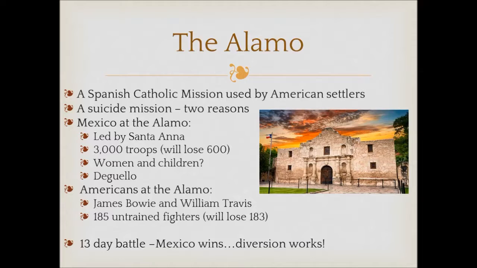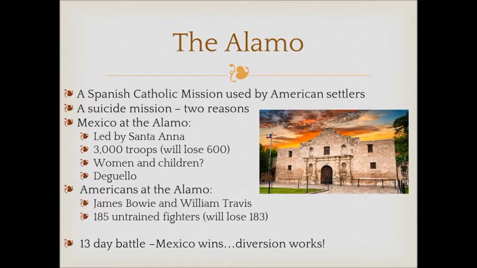Two of the most famous guys inside the walls of the Alamo are James Bowie and William Travis. Bowie was super famous as a frontiersman back then, and you might have heard of a Bowie knife. That was him. He's the one that invented this giant, giant knife that could gut a whale.